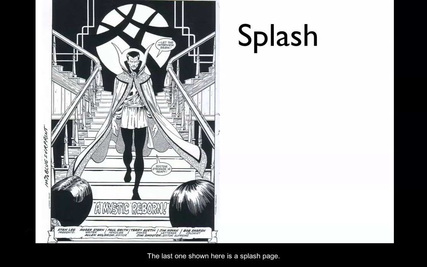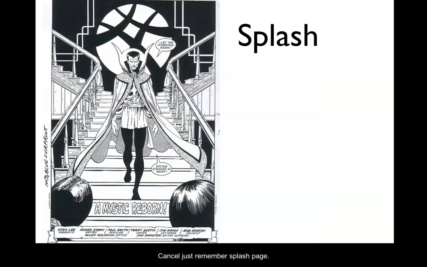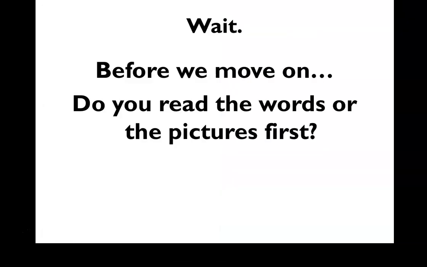The last one shown here is a splash page. That is when one image will take up the entire page. A splash page you can think of is the page itself becomes the panel. Splash pages also only have one picture. So if you look at the example here of Doctor Strange, this is one page of the book, whereas here, this we could not call a splash page because there are multiple panels on the page. Right, so just remember, a splash page takes up one whole page.